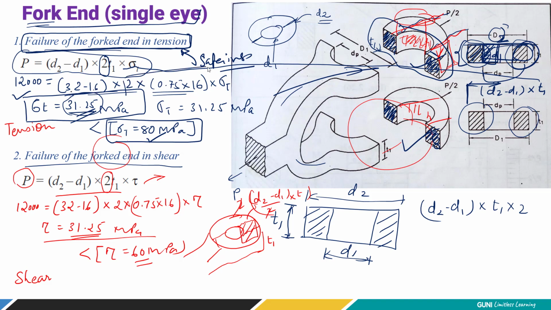So based on that, it is not going to fail for the 12 kilonewton load under the tensile conditions. Now let's consider the second possibility. Second possibility is failure of fork end in shear. Failure of fork end in shear.